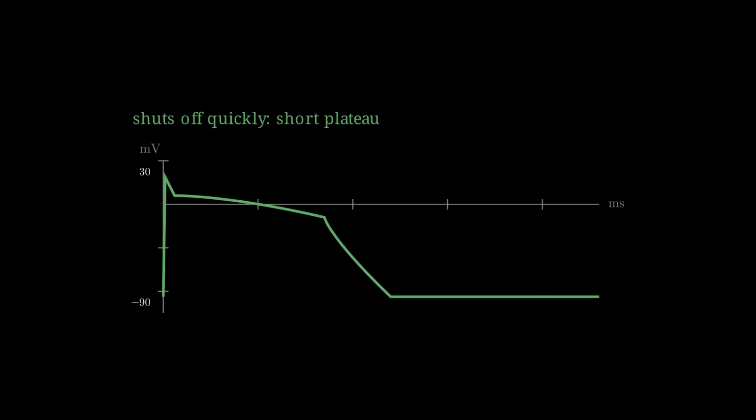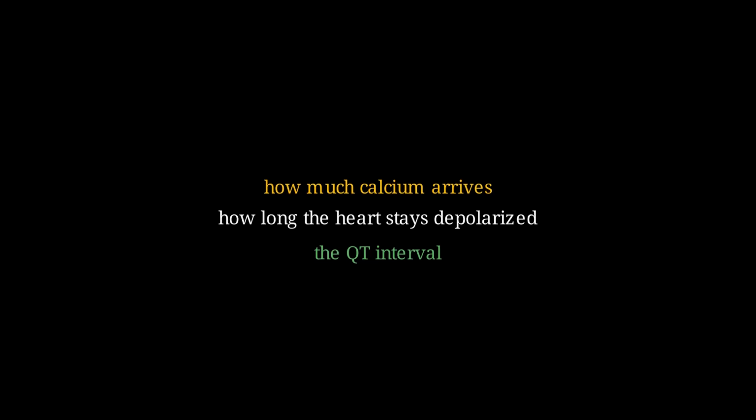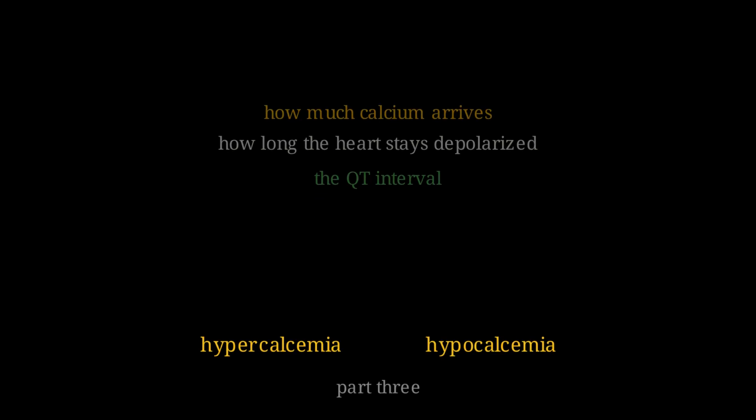A fast calcium current shuts itself off quickly, giving us a short plateau, and one that goes slowly gives a long one. So anything that changes how much calcium arrives changes how long the heart stays depolarized, and how long the QT interval is. That is what both calcium imbalances do, and we'll take them apart in the next videos.